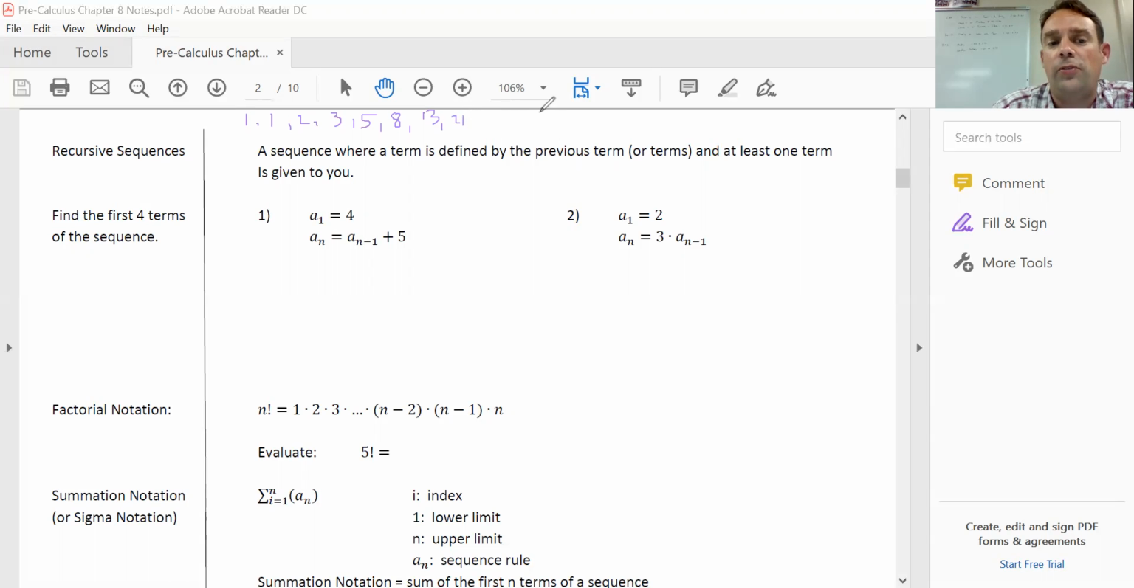Now, this sequence is always started with defining it. So we'd say, hey, let's let that first term be 1. And we're going to let the second term be 2.